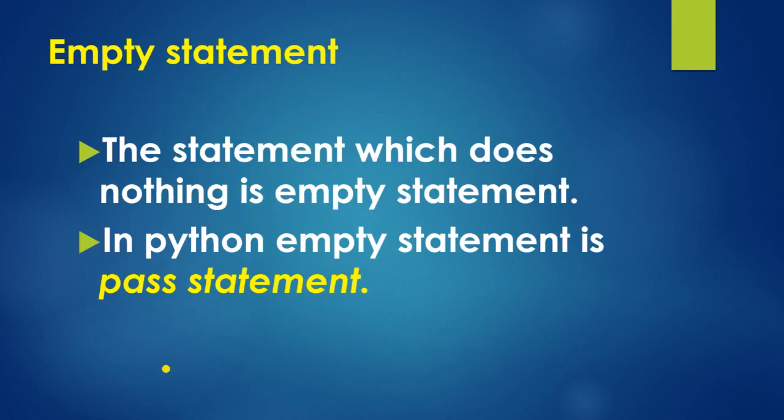The first one is the empty statement, that is the simplest statement. The statement which does nothing is your empty statement. In Python, the empty statement is the pass statement. Wherever Python encounters a pass statement, it means Python does nothing and moves to the next statement in the flow of control. The pass statement is useful in those instances where the syntax of the language requires the presence of a statement, but the logic of the program does not.